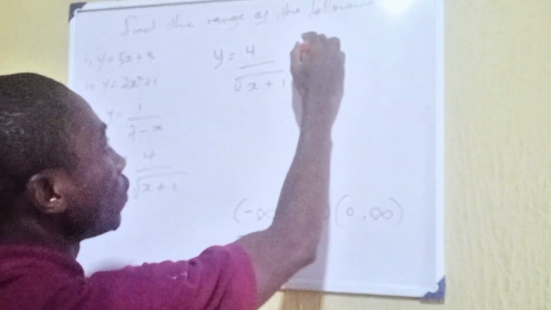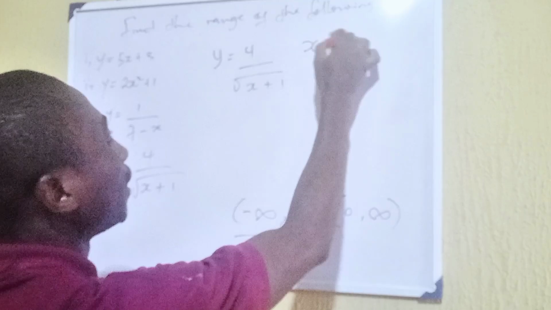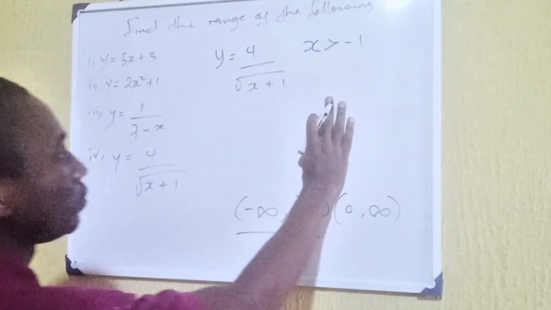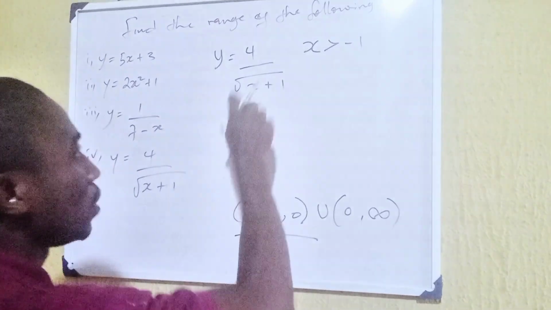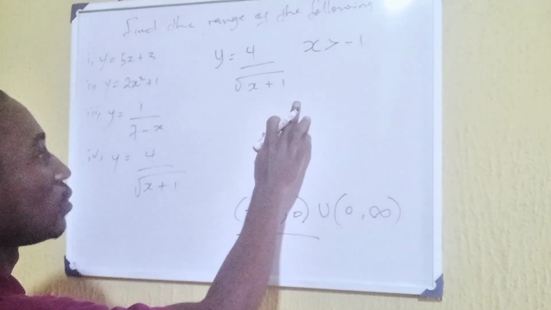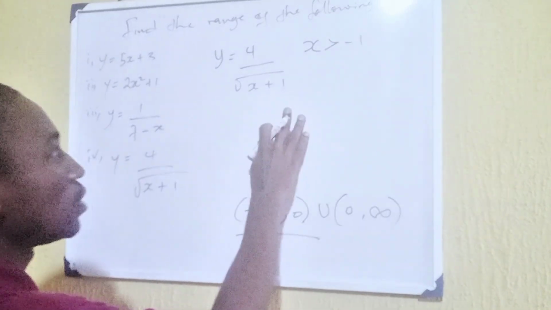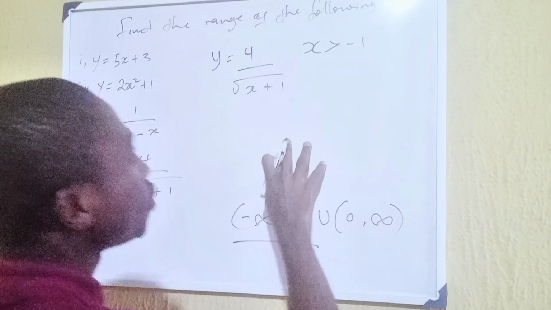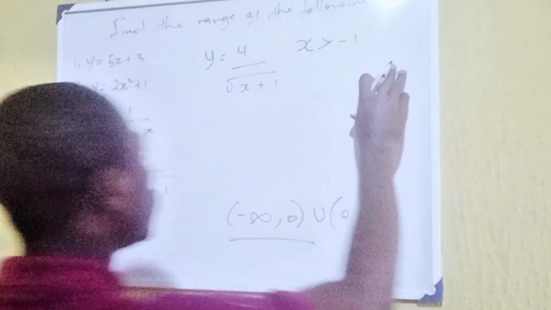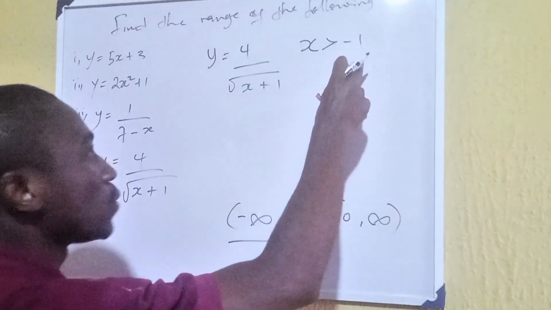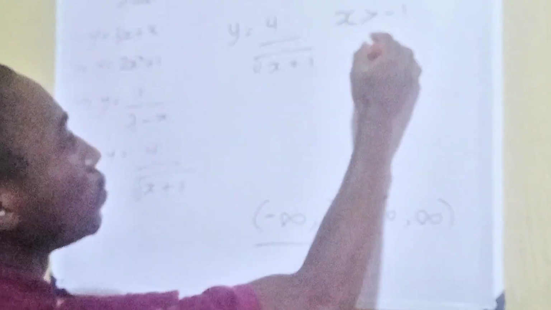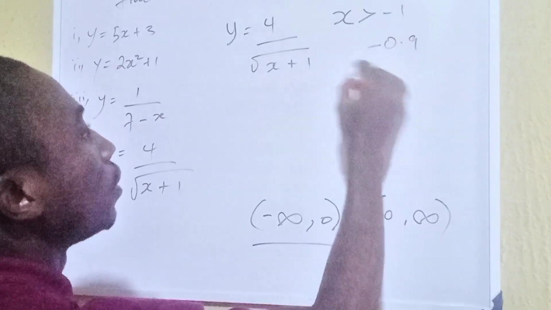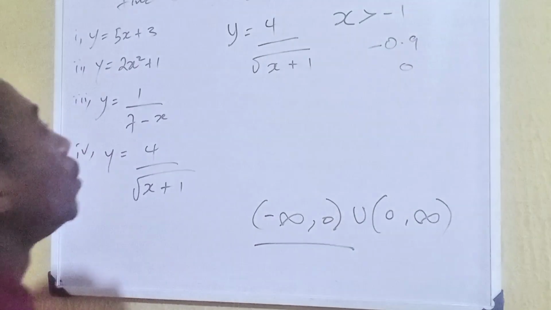Remember that the domain of this function is x greater than minus 1, implying that x cannot be equal to minus 1, else the denominator will be 0, and x cannot be less than minus 1, else the denominator will be negative. So if we begin to pick values between minus 1 and 0, let's see what happens. Because we cannot pick minus 1, neither can we pick a value below minus 1. Let's pick minus 0.9 and 0.